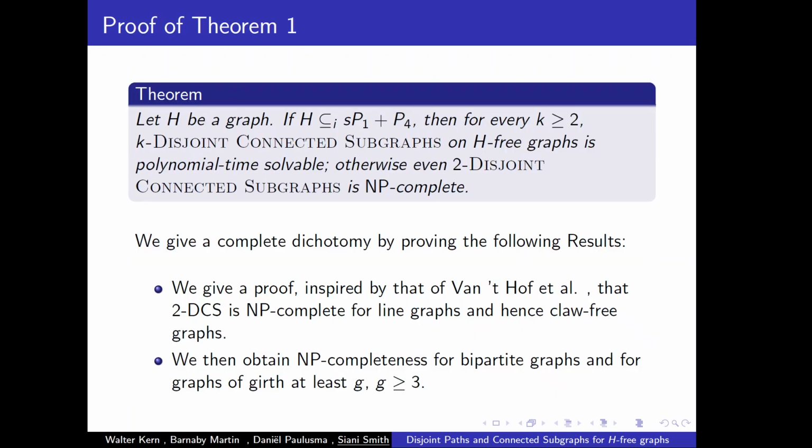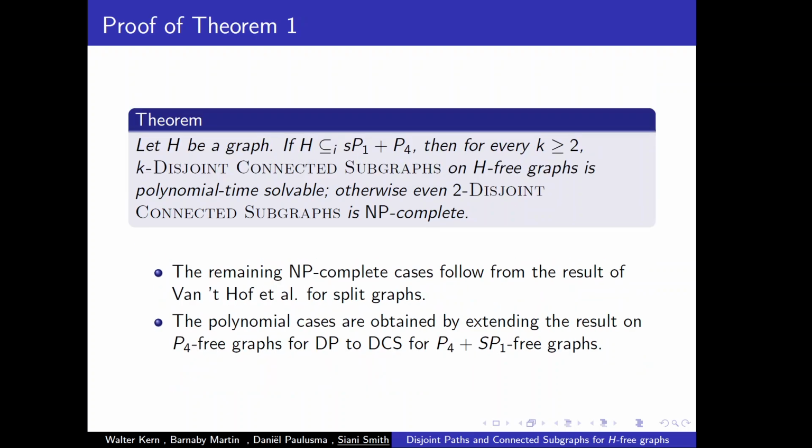And now we look at the proof of theorem 1. So we break this down into a number of smaller results. First, we find NP-completeness for line graphs, and hence for claw-free graphs. Then NP-completeness for bipartite graphs and graphs of high girth. It gives us NP-completeness where H contains a cycle. Then we use this known result about split graphs, and then we give the polynomial result for P4 plus 3P1-free graphs.